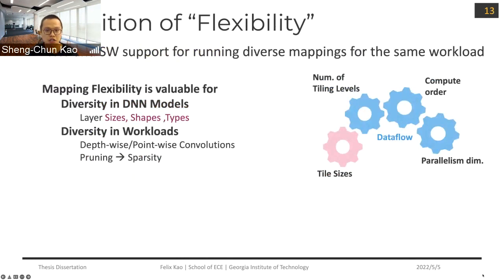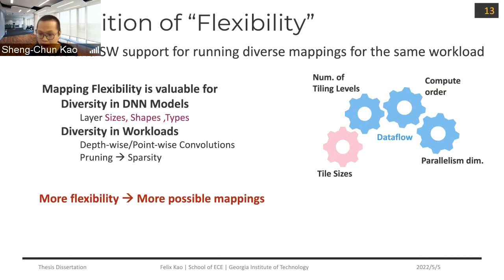Now, flexibility. The flexibility of a DNN accelerator means the hardware and software support for running diverse mappings for the same workload. Mapping flexibility is useful because there is diversity in DNN models, like different layer sizes, shapes, and types of computation. We also have depthwise and pointwise convolution. Pruning also makes the characteristics of the workload different. So essentially, if you have more flexibility in the hardware, it will allow more possible mappings, and you will have a higher chance to find an optimal mapping. However, flexibility comes with area and power cost.